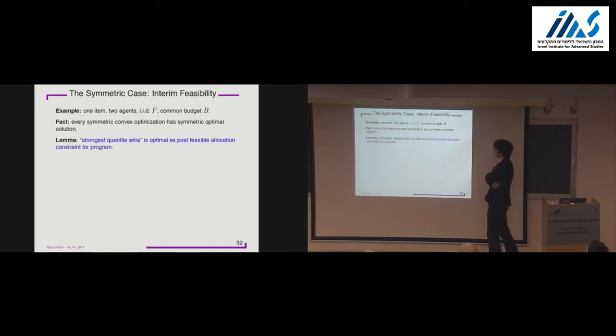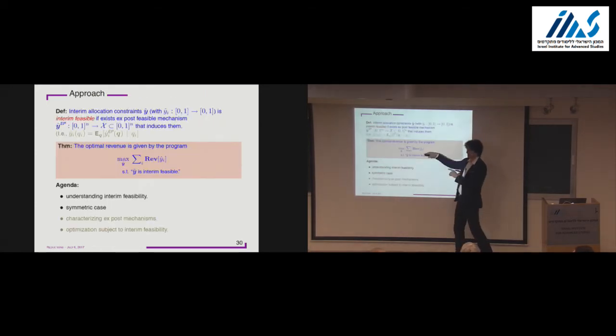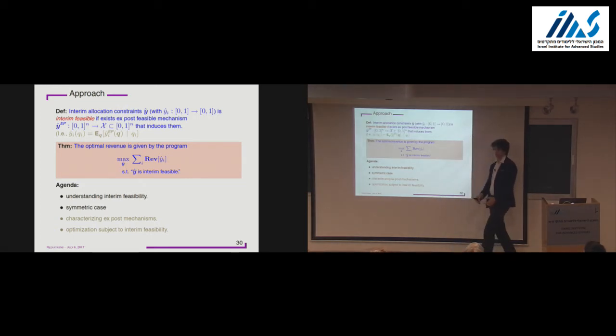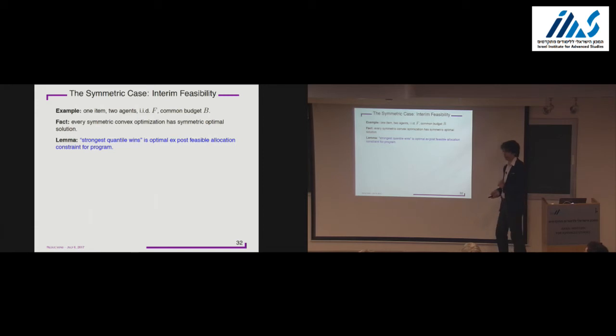Okay, so I can use that fact to prove this lemma, which is actually a really important lemma. The strongest quantile wins allocation constraint is the optimal ex post feasible allocation constraint for any symmetric environment. Going back to the previous slide, that means when I'm optimizing this, I don't care what these revenue functions are. I'm always going to use the same allocation constraint to optimize it, which is going to make my problem a lot easier. For every symmetric convex program, the strongest quantile wins is the optimal ex post feasible allocation constraint.